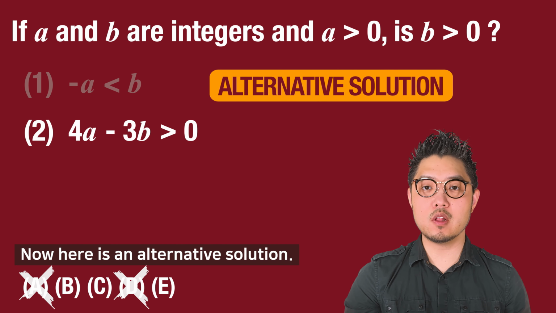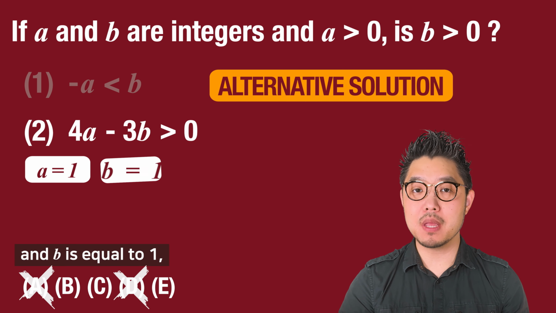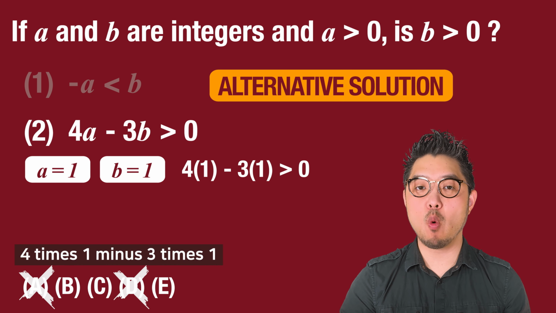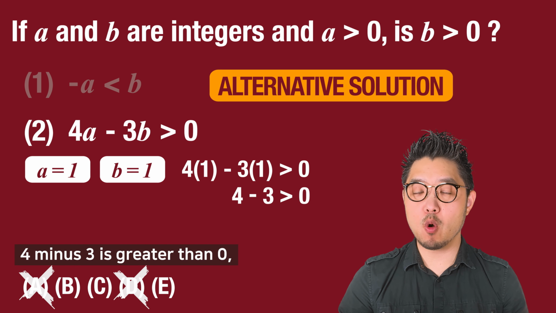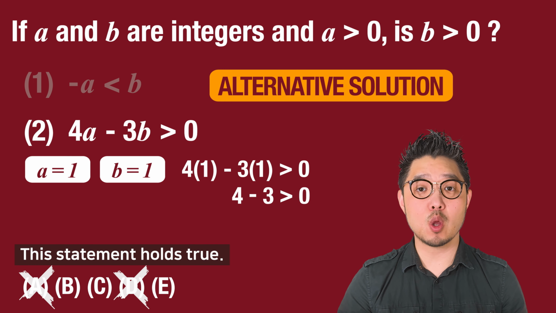Now here's an alternative solution. Let me show you another way to solve it. When a is equal to 1 and b is equal to 1, the equation becomes 4 times 1 minus 3 times 1 is greater than 0, and it becomes 4 minus 3 greater than 0, which is 1 greater than 0. This statement holds true.